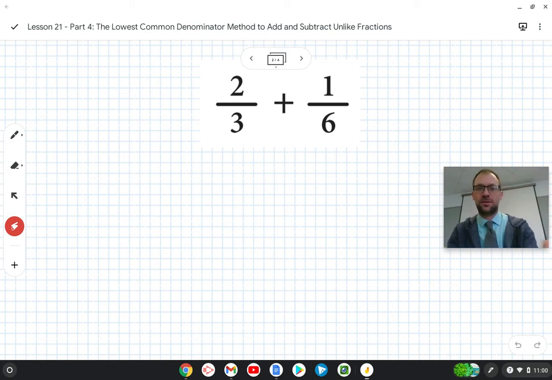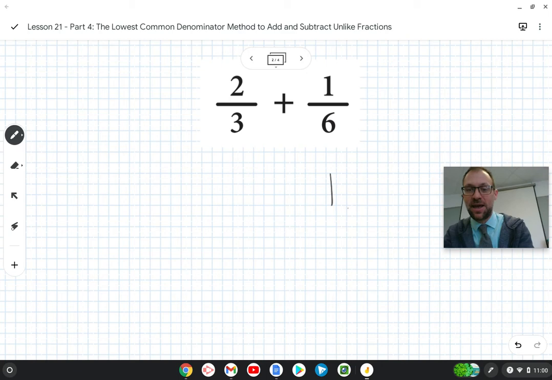Here's our first, 2/3 plus 1/6. Well, as always, from now on, we're always going to begin by asking ourselves the same question. Is one denominator a multiple of the other? And in fact, yes, 6, the larger denominator is a multiple of 3. So in that case, we can go ahead and just copy down the 1/6.